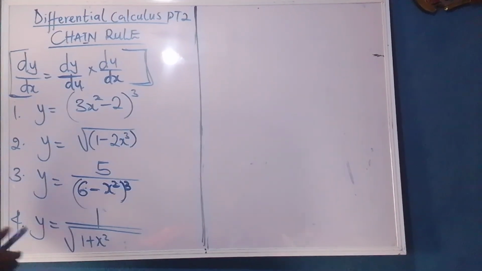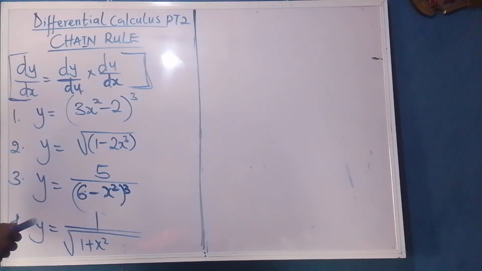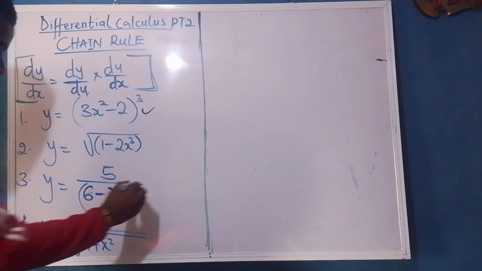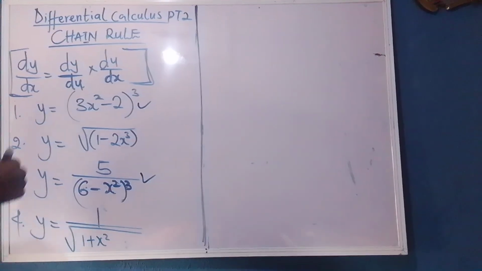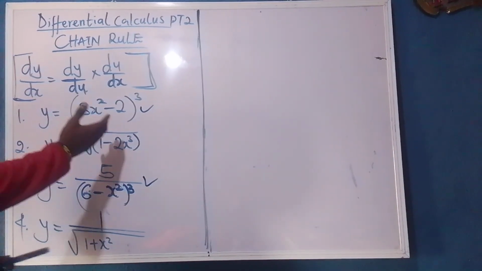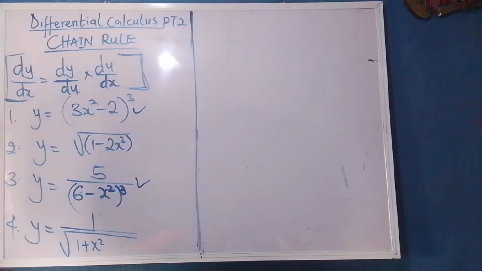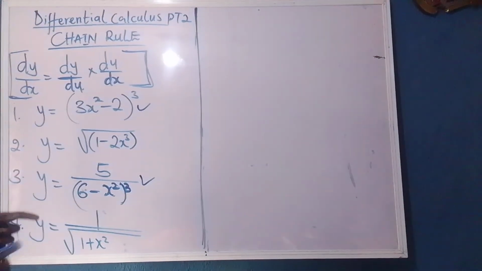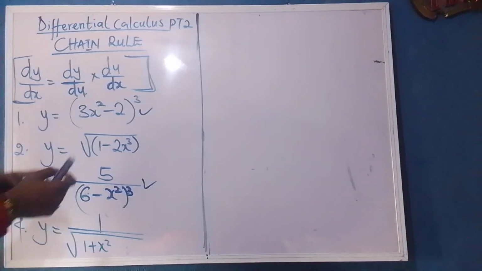So we have some examples here, 1 to 4, of which I'll be solving number 1, and I'll also be solving number 3. So the audience can try out number 2 and number 4. So guys, let's dive into the question. So now let's solve using the chain rule.